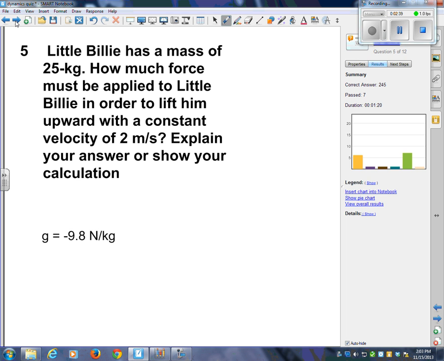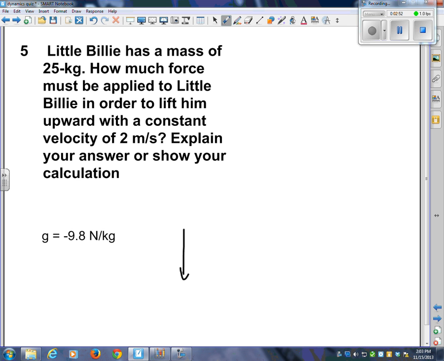Little Billy has a mass of 25 kilograms. How much force must be applied to Little Billy in order to lift him upward with a constant velocity of 2 meters per second? Explain your answer or show your calculation. Now, does the 2 meters per second matter? No, not really. The weight force down, as Peyton pointed out, is 25 times 9.8, which I think is 245, am I right? So if there's 245 newtons of gravity pulling down, how much do you have to pull up to move him at a constant velocity? 245.